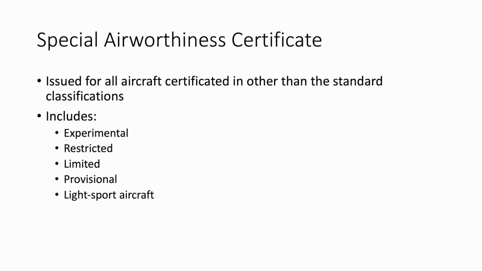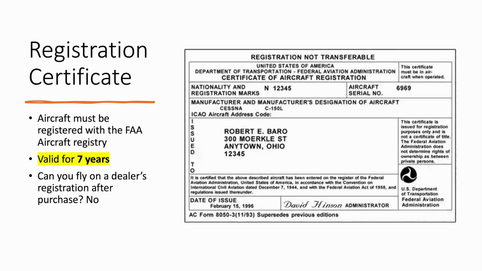You can get a special airworthiness certificate. It's going to include aircraft that are categorized as experimental, restricted, limited, provisional, or light sport. And your registration certificate, just like your car registration, this one does expire. It used to be 3 years, and it's recently been updated to 7 years.